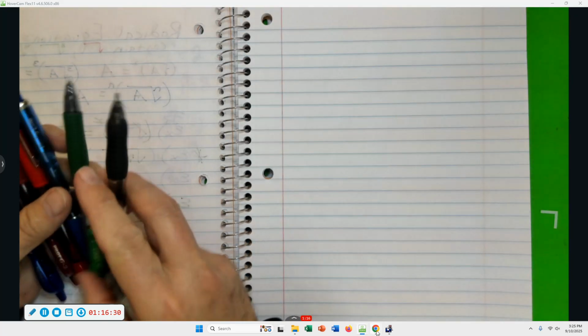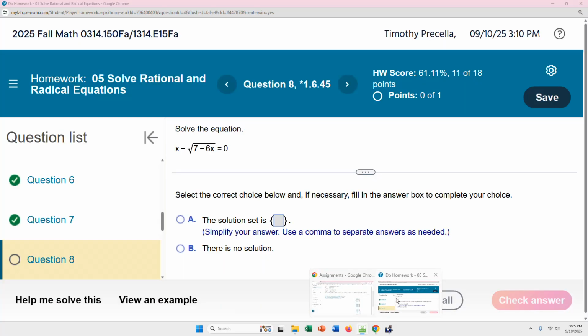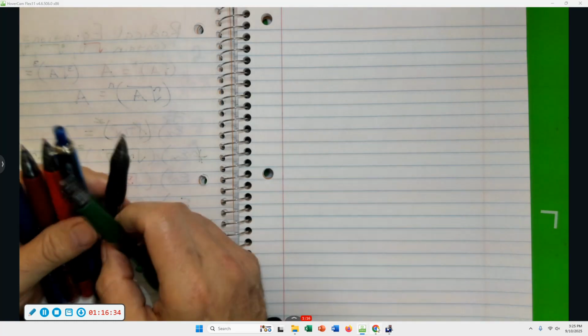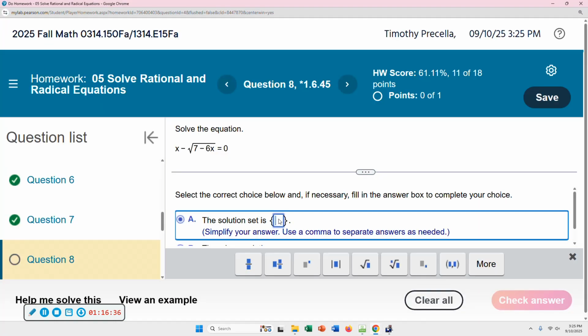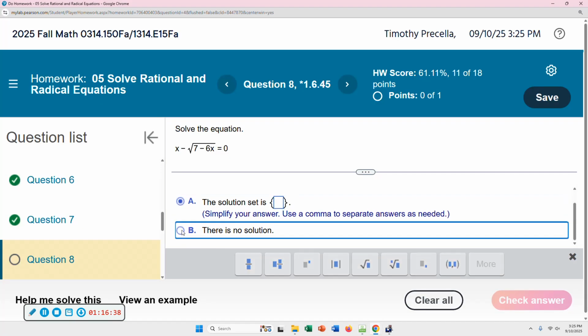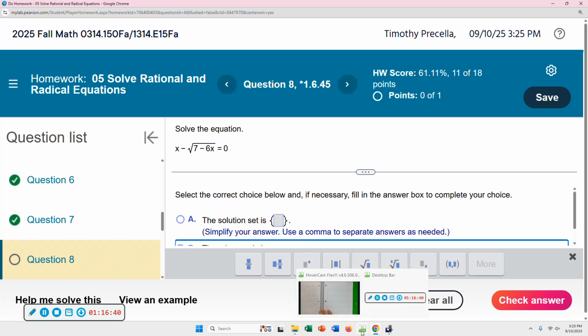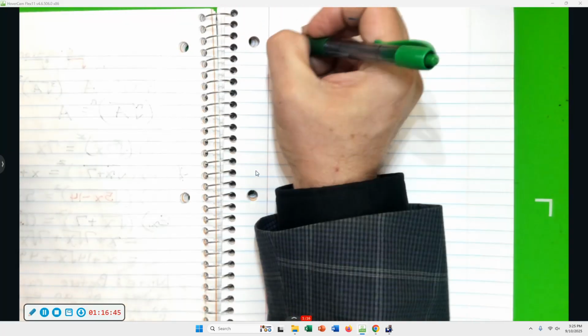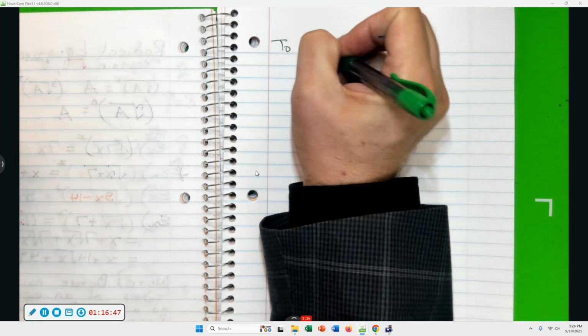Do you want me to write out a general pattern, a procedure that I'll follow to solve radical equations, or do you just want me to do one? Okay, I'm going to write out a general pattern, a general procedure to solve a radical equation.